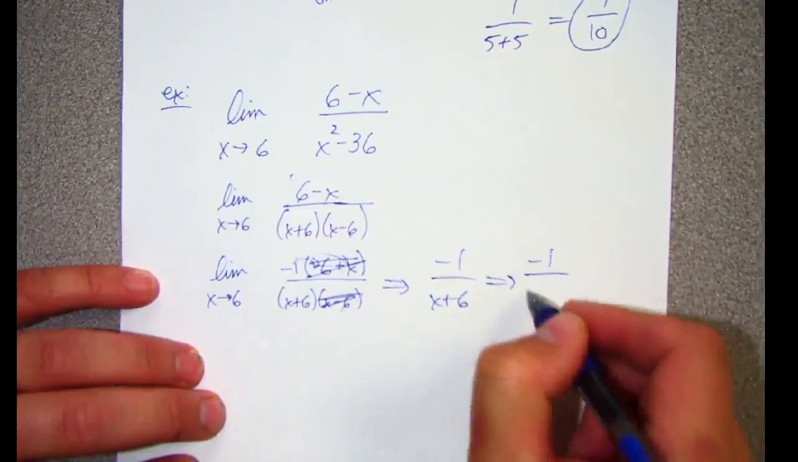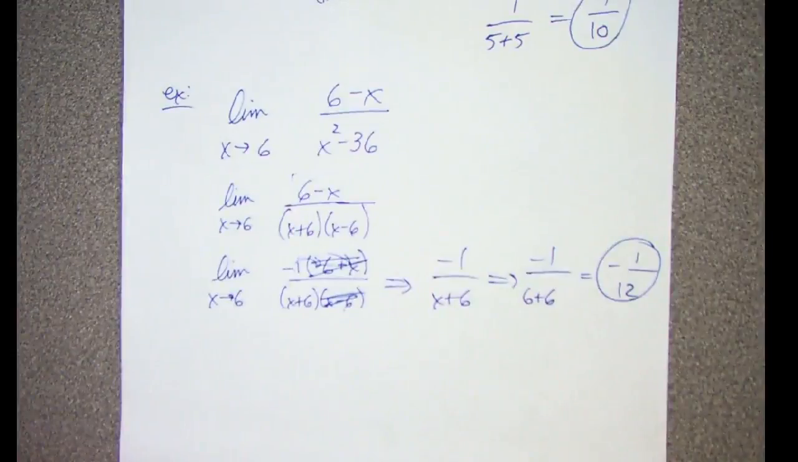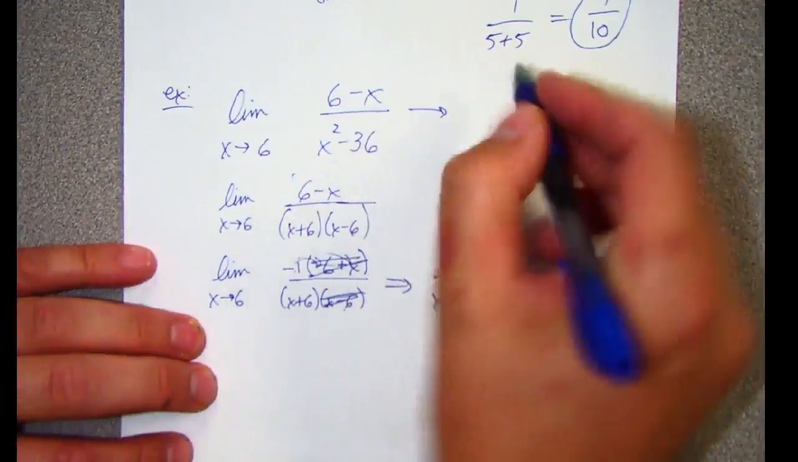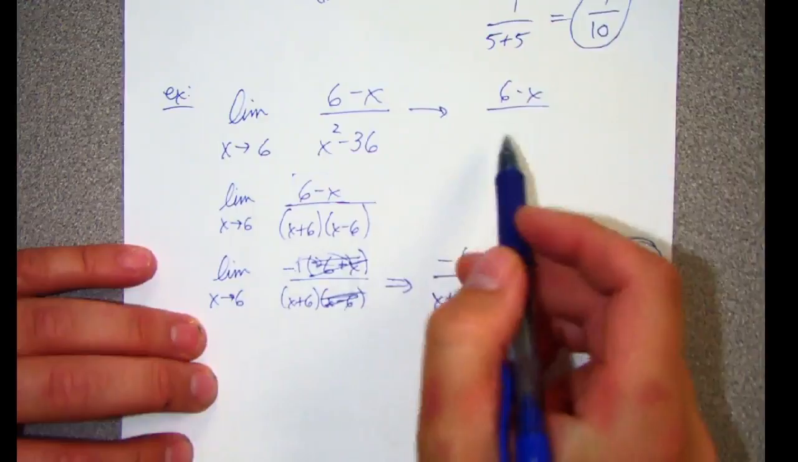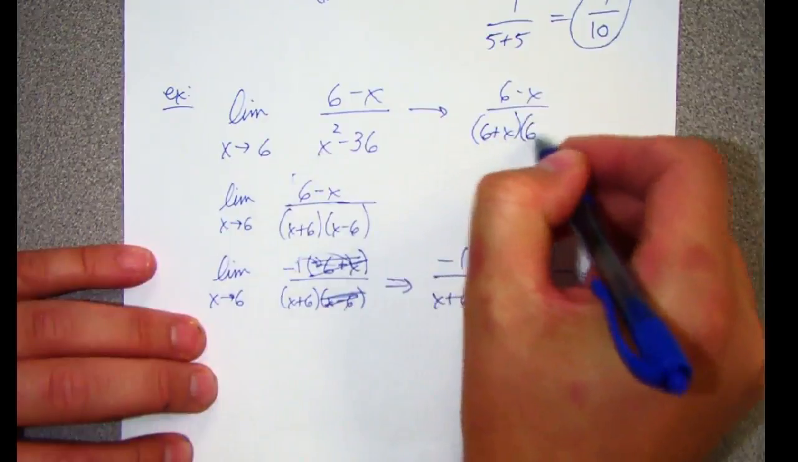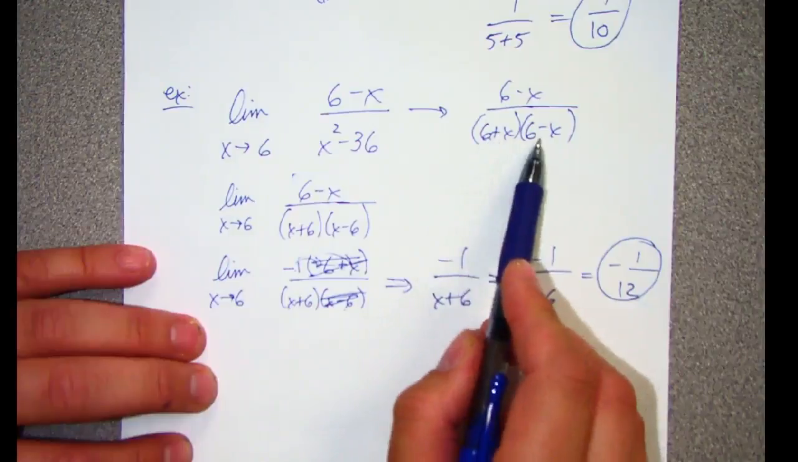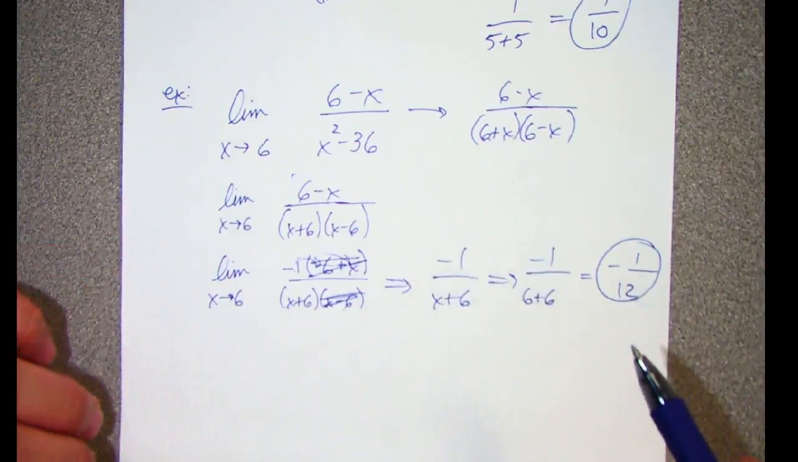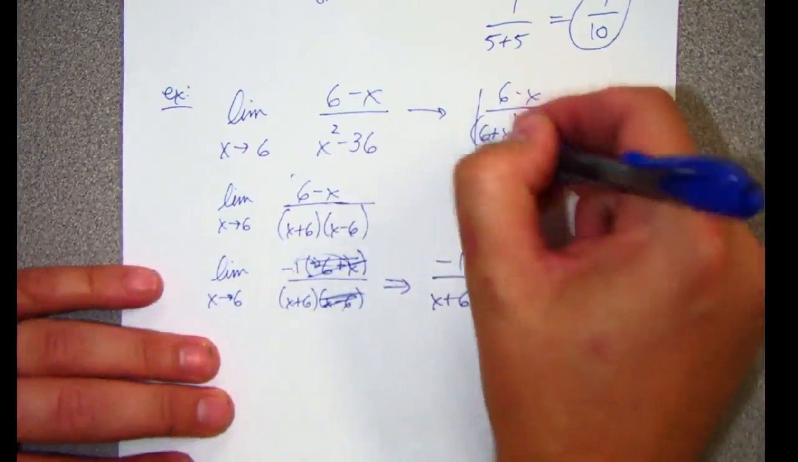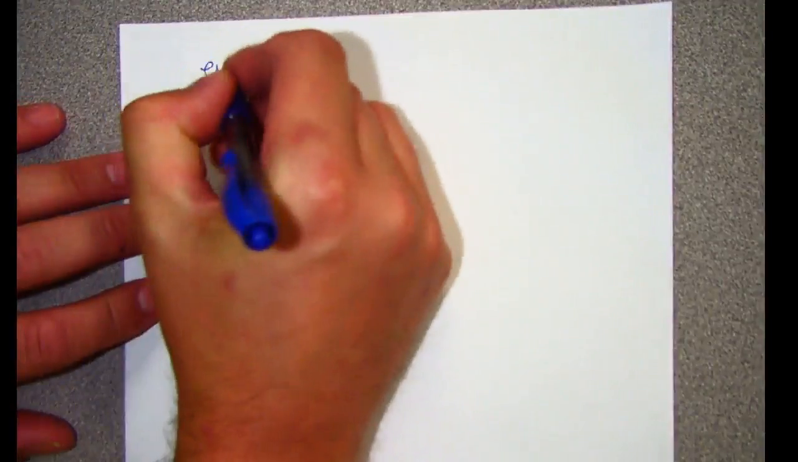Now I can plug in 6, and I would get negative 1 over 12. The other way you could do that is to look at the 6 minus x up here. We typically go, okay, that's x plus 6, x minus 6. You could technically write it the other way, 6 plus x, 6 minus x. Nope, that's a lie. That's not going to work. We're going to pretend we never said that. All right, let's move on. Stick with that first method I showed you.